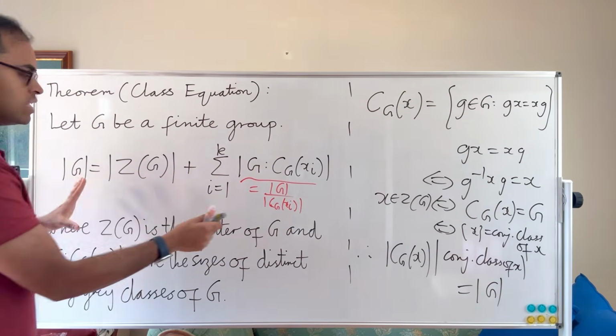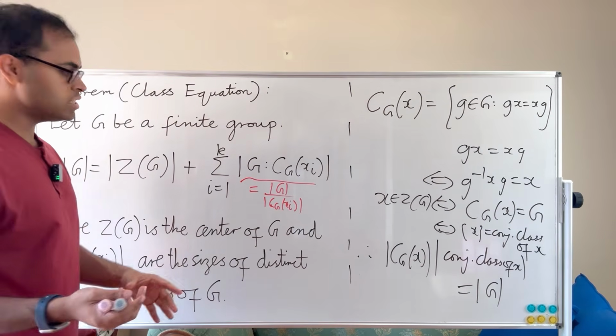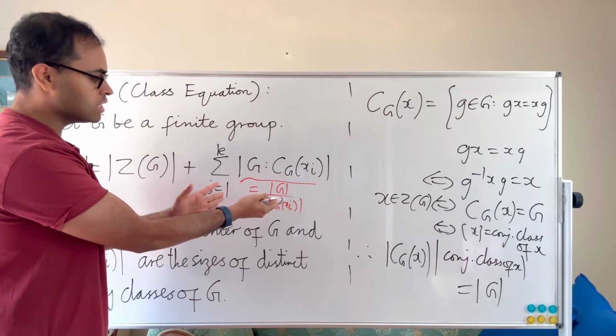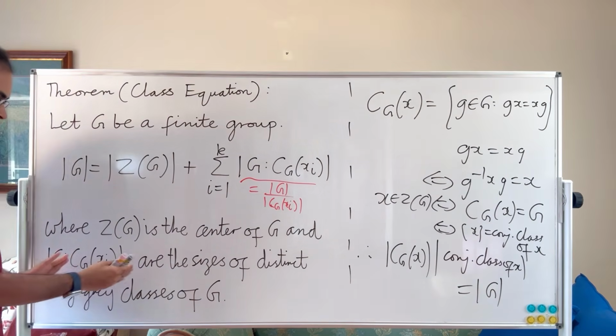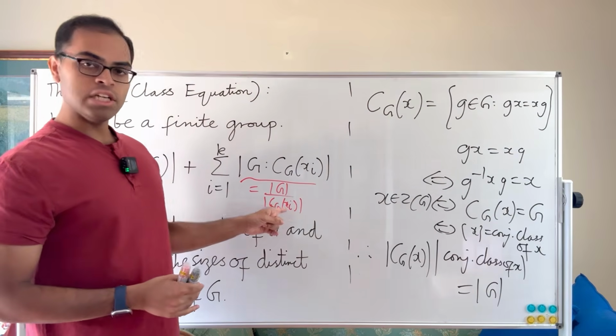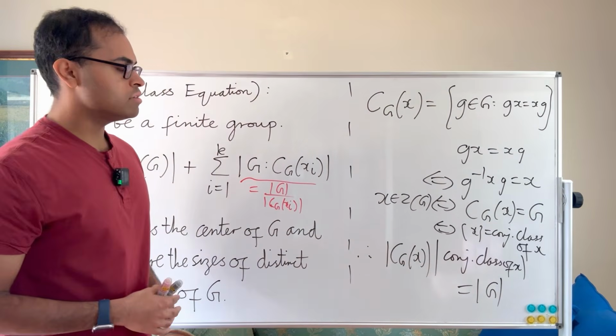So the class equation is, of course, the sum of the sizes of the conjugacy classes in G is just the number of elements in G. These are the one element conjugacy classes. These are the bigger conjugacy classes, but we're basically saying these are the sizes of all the distinct conjugacy classes in G. Okay, so we just need to show why this equation is satisfied. Okay, that's what we're going to do next.